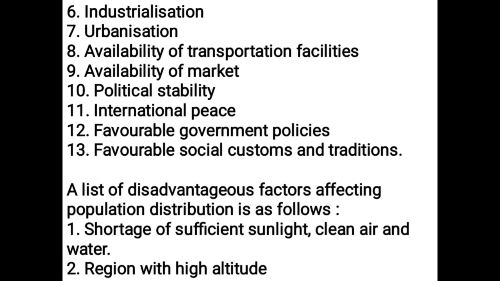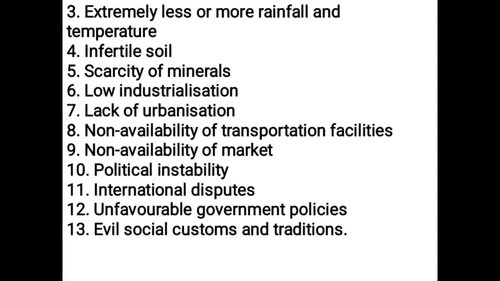A list of disadvantageous factors affecting population distribution is as follows. Shortage of sufficient sunlight, clean air and water. Region with high altitude. Extremely less or more rainfall and temperature. Infertile soil. Scarcity of minerals. Low industrialization. Lack of urbanization. Non-availability of transportation facilities. Non-availability of market. Political instability. International disputes. Unfavorable government policies. Evil social customs and traditions.